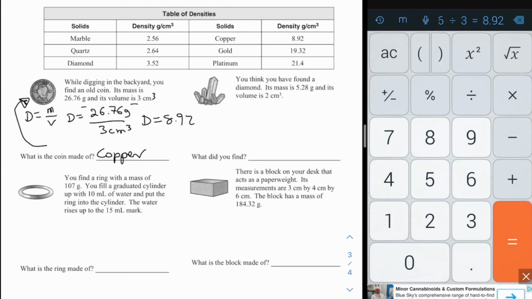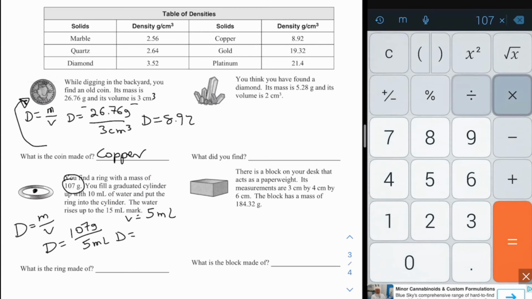Okay, the next one. Let's do this one down here, the ring. You find a ring with a mass of 107, so there's the mass. You fill a graduated cylinder with 10 milliliters of water. Put the ring in the cylinder, and the water rises up to 15. So what's our displacement there? 15 subtract 10 is going to be 5 milliliters, our volume. Okay, so density equals mass over volume. Density equals 107 grams divided by 5 milliliters. Density equals 107 divided by 5, 21.4 grams per milliliter. So that is platinum.